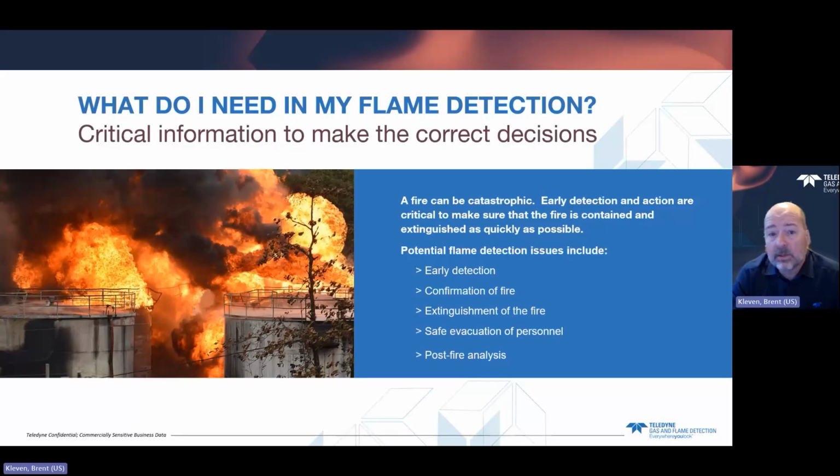Well, critical information to make the correct decisions, right? If we've got a fire, that's going to be a critical situation. It can be catastrophic. So early detection and action are going to be critical to make sure that the fire is contained and extinguished as quickly as possible. Some of the things we need is that early detection. We want to be able to see this fire within seconds. We need to be able to confirm the fire.